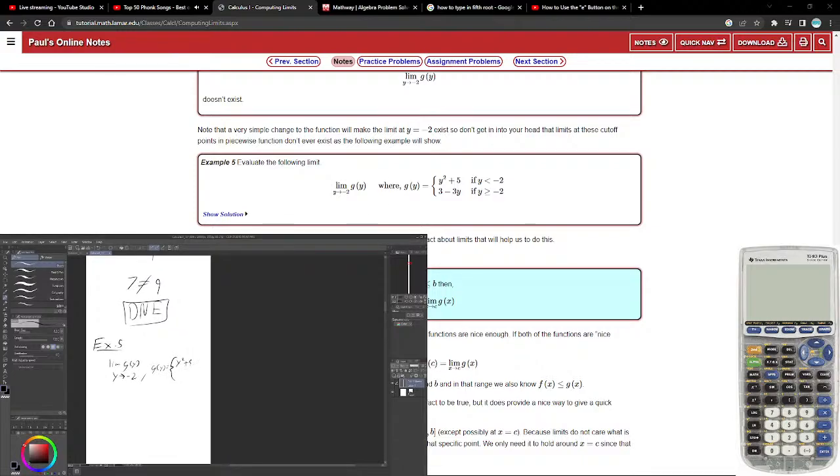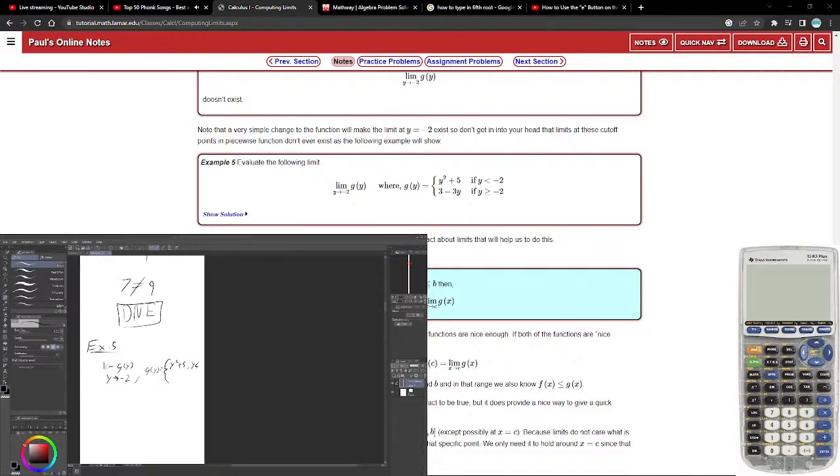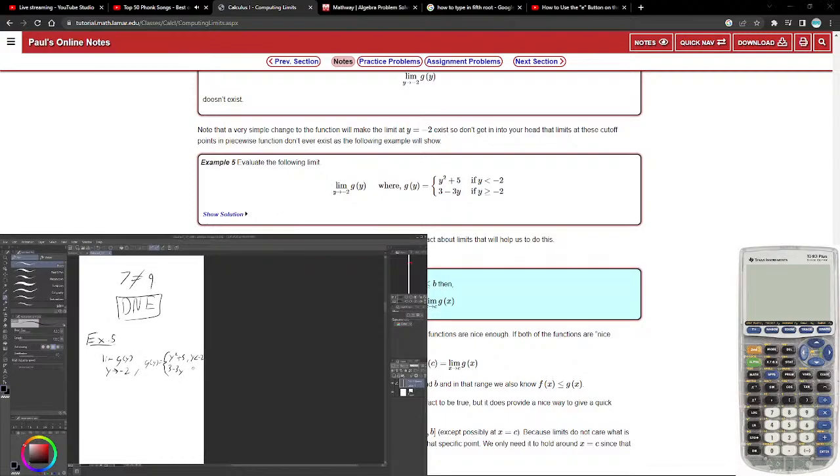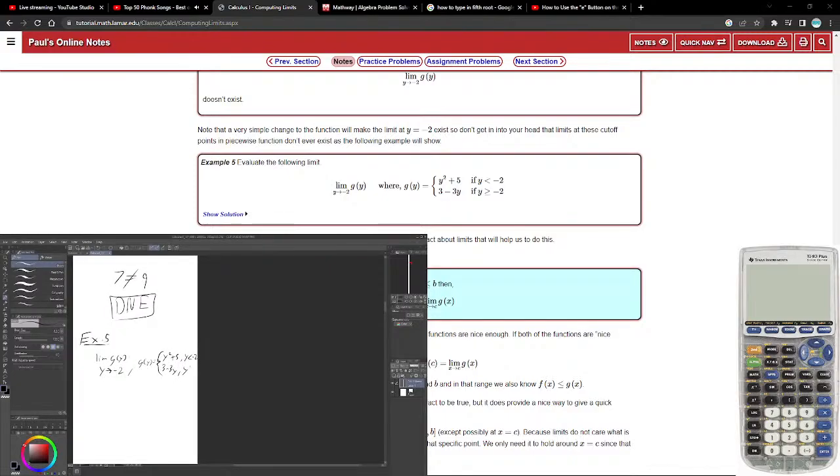Y squared plus 5 if y is less than negative 2. 3 minus 3y if y is greater than or equal to negative 2. Okay.